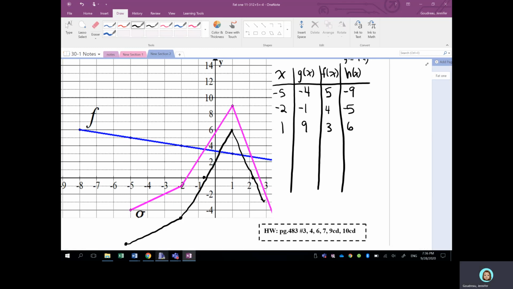Your job now is to practice some of these questions from your textbook before moving on to 10.2, which is combining using multiplication and division.